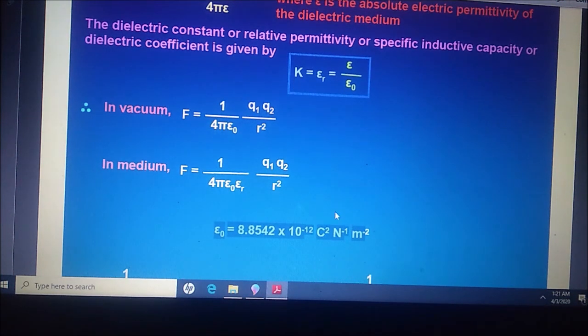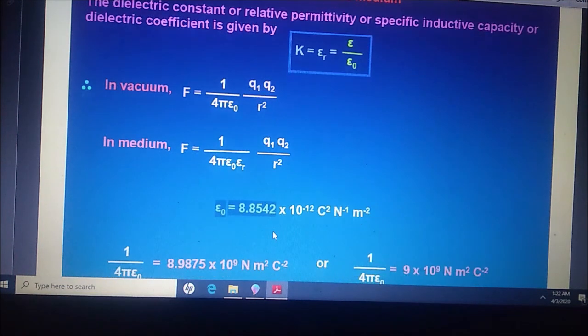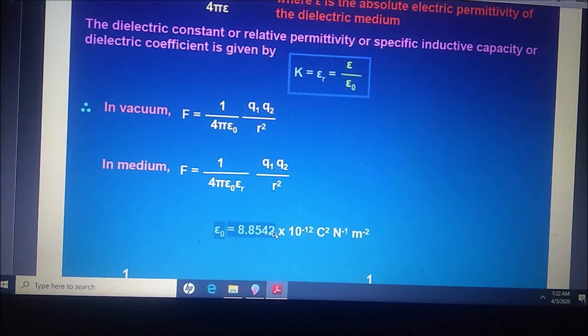You can see that epsilon naught is the permittivity of free space, and this value you will be given in the exams, but still you should know. Now one assignment is there. You have to find the dimensional formula for this value, coulomb square Newton minus 1 meter minus 2. That is your assignment for today. And one more thing, you have to calculate the value of 1 upon 4 pi epsilon naught if we put the respective value of epsilon naught. That is up to you. So thank you.